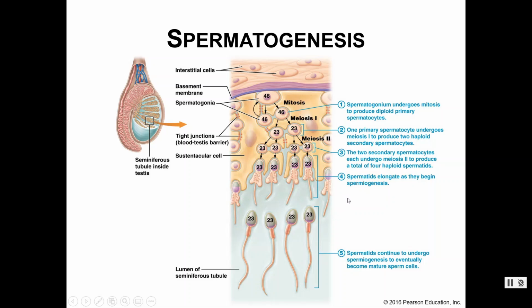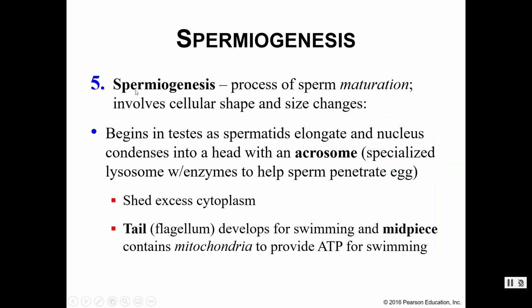All right, so we got to do Spermiogenesis. This is sperm maturation. We've done all of the dividing that we're going to do. Now we're just going to grow up. We're going to change our shape and our size.